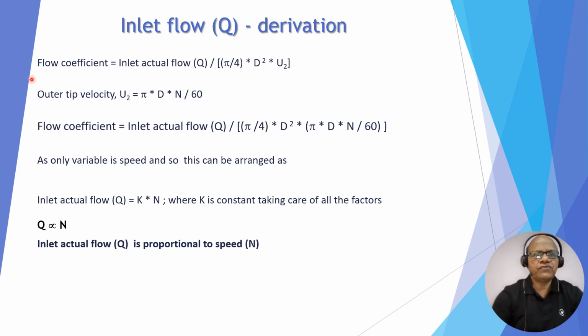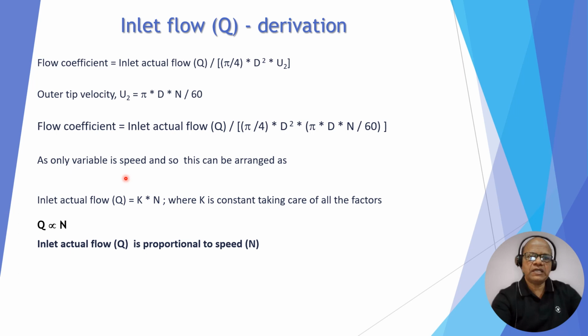Flow coefficient is equal to inlet actual flow Q upon pi by 4 d square into U2, and outer tip speed U2 is equal to pi d. Please read again, it is d square. So flow coefficient is equal to Q upon pi by 4 d square into U2, and outer tip velocity U2 is equal to pi d n upon 60, and flow coefficient is equal to Q upon pi by 4 d square into pi d n by 60.